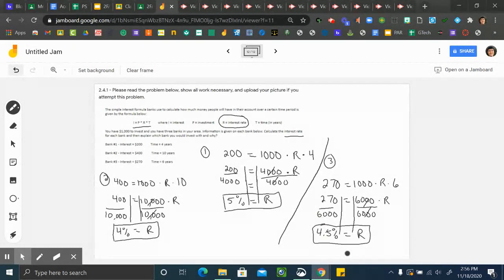So which one of these 3 should we use? The one with the highest interest rate. So bank 1. Use bank 1 because it has the highest interest rate.